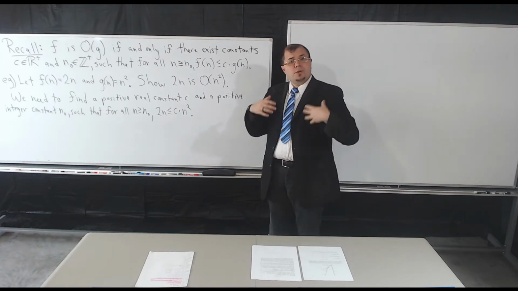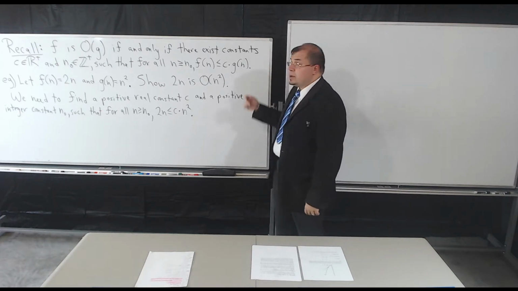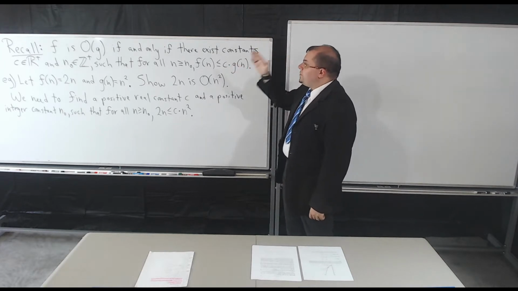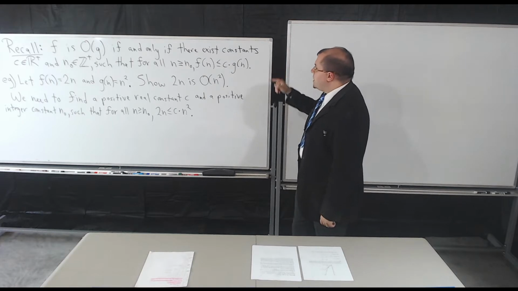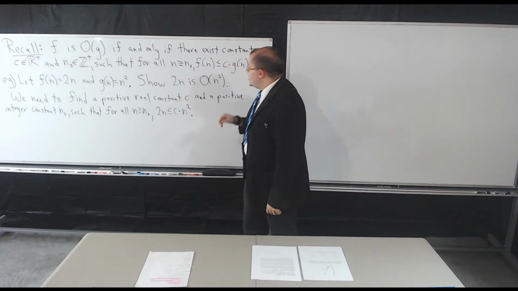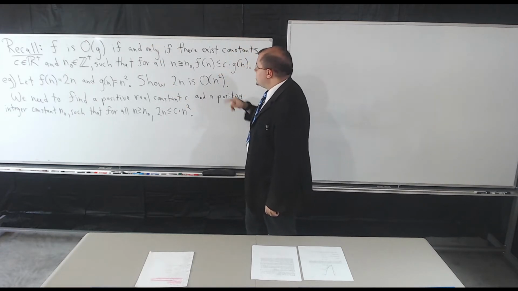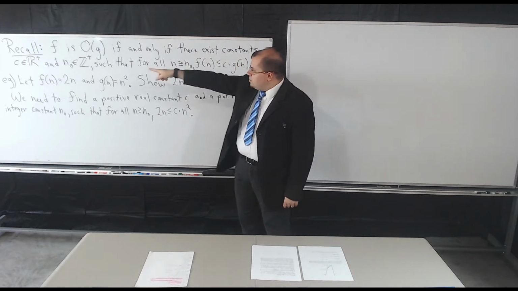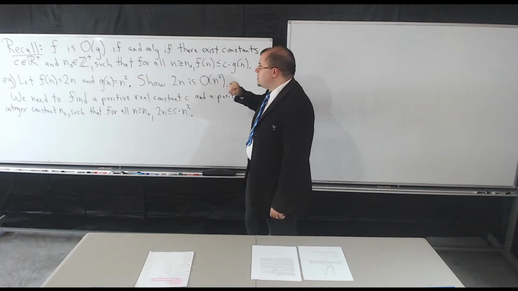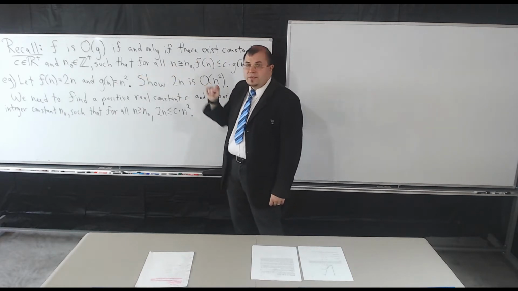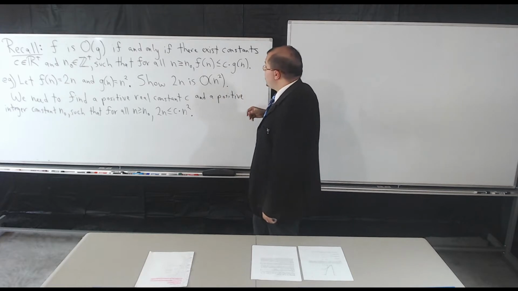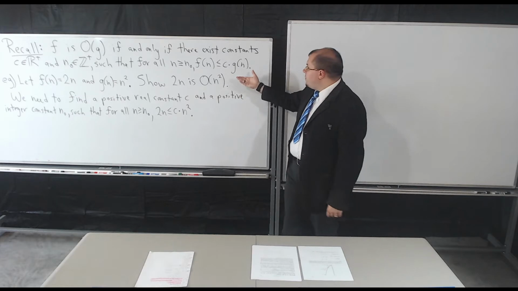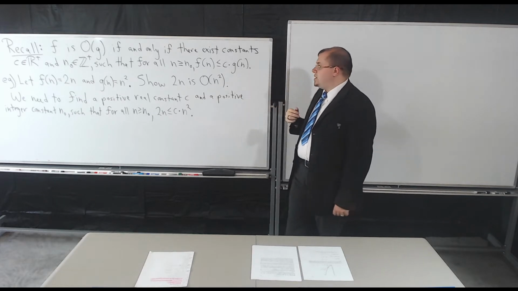So first, I want to remind you of the definition of big O because we're going to be using it throughout this lecture. So remember that f is big O of g if and only if, so it means whatever's here is logically equivalent to whatever follows that "only if" here. There exist constants, a positive real number c and a positive integer n0, so both of those are constants, such that for n greater than or equal to n0, f of n is less than or equal to c times g of n.